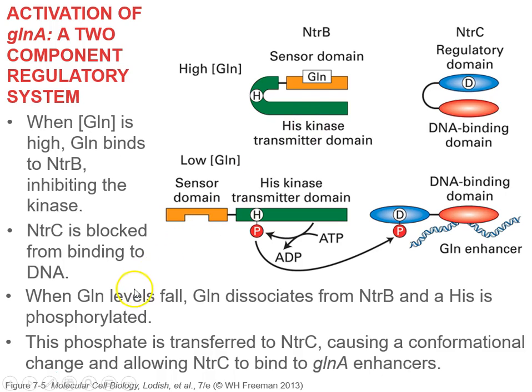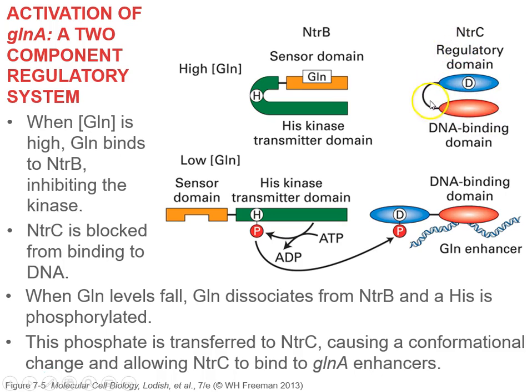But when glutamine levels fall, then the glutamine dissociates from the NtrB. So you have this conformational change that occurs, and now it looks like this. And now there's a histidine right there that is now exposed, and it can be phosphorylated. ATP is the phosphate donor. And then the next thing that happens is the phosphate is transferred from NtrB to NtrC.